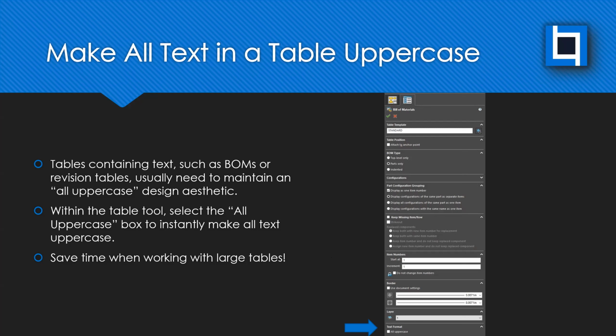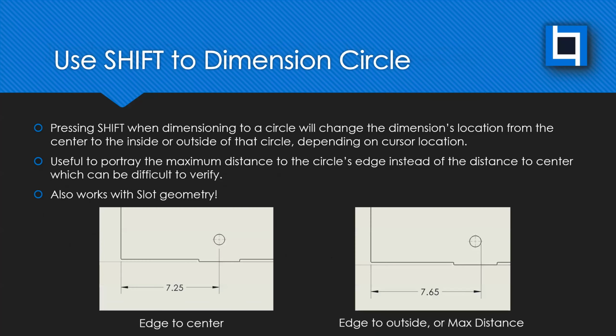Right, pop along to another one. Okay, this is a really neat one that I just learned as well. So this has to do with dimensioning a circle, or for that matter, any geometry with an arc, like a slot or something, but we're just going to look at it with circles here. In the context of a drawing, when you're dimensioning to a circle, you grab an edge or a point, and then you go dimension to the circle.